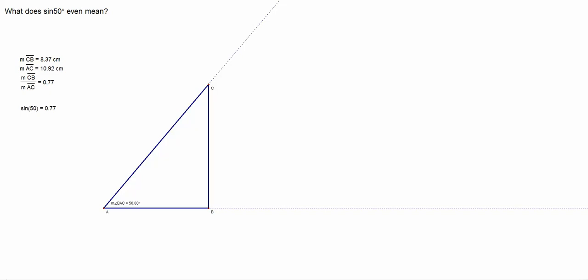It's just a number. Sine 50 degrees is just a number. It's the result of taking one side, which we call the opposite, and dividing it by another side, the hypotenuse, with 50 degrees being the angle that we've made. This is the angle that we're working with in our triangle. Okay, that's step one. I'll talk about cos and tan in the next video.